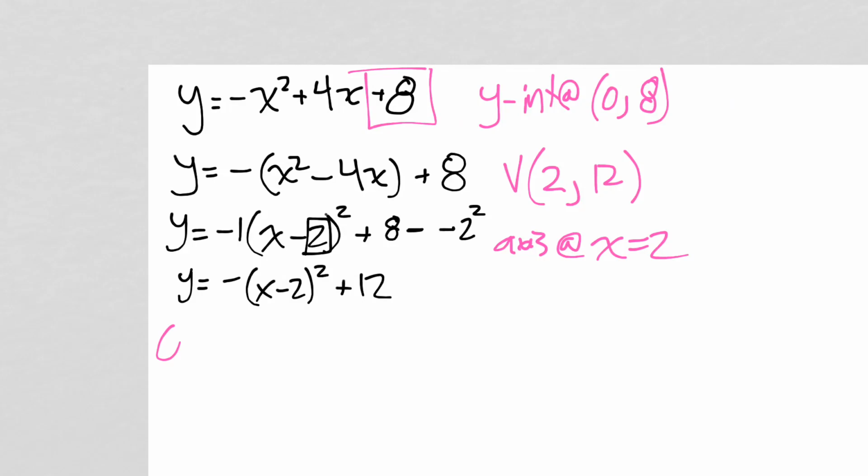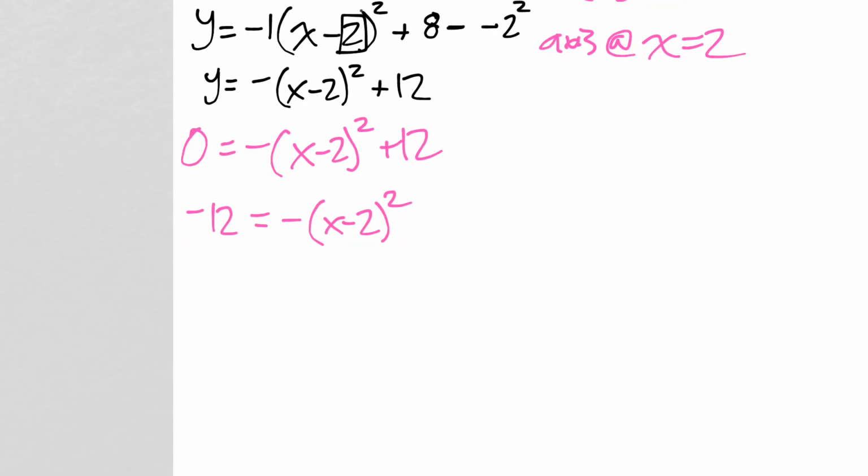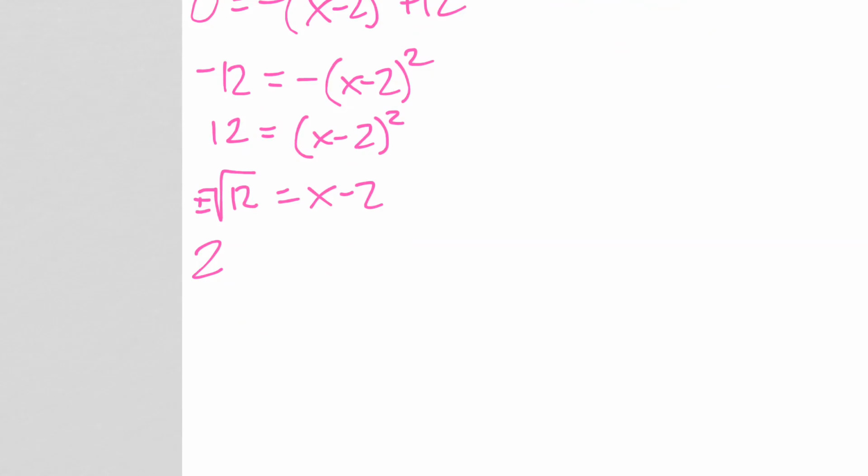So set it equal to 0. 0 equals negative (x minus 2) squared plus 12. So subtract the 12 over, negative 12 equals negative (x minus 2) squared. You have to do something with that negative before you square root. So multiply both sides by negative 1. If negative 12 equals negative (x minus 2) squared, then positive 12 equals positive (x minus 2) squared. And now we can square root. So the square root of 12, don't forget the plus or minus, equals x minus 2. So we add 2 to both sides. 2 plus or minus the square root of 12 equals x.